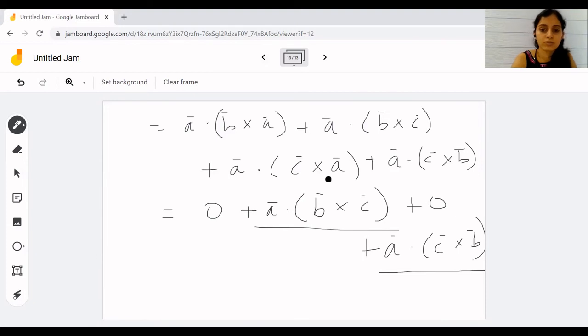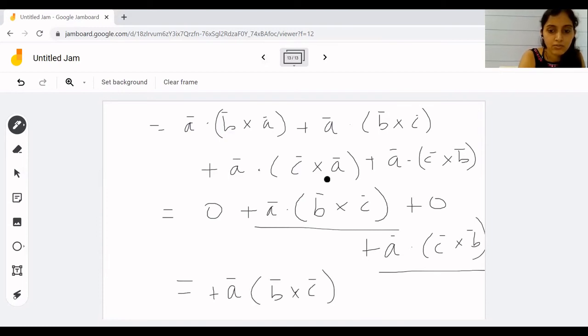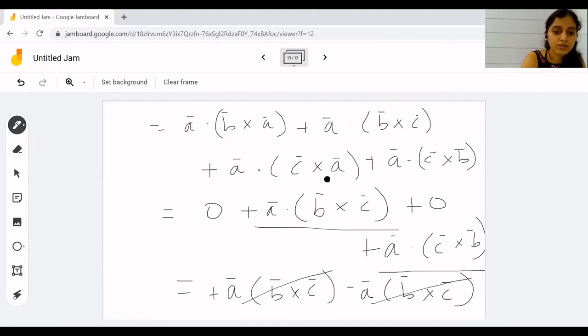So that means this one would be negative of the first one. Okay, that is plus A bar dot B bar cross C bar minus A bar dot B bar cross C bar. Okay, and they cancel out, and so your final answer is 0. Therefore, we have the value as 0. Okay, try the second one on your own. If you have a doubt, you can let me know for that one.